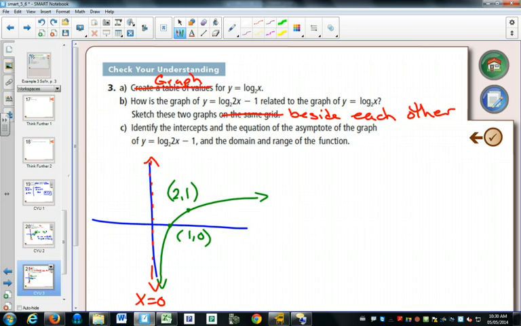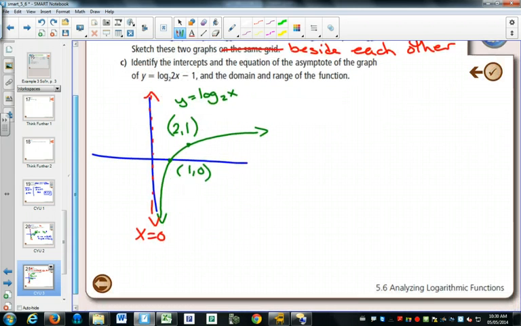And there's x equals 0. So there is our graph of y equals log 2 of x. And now, over here, we're going to graph what happens when we want to graph log base 2 of 2x minus 1.